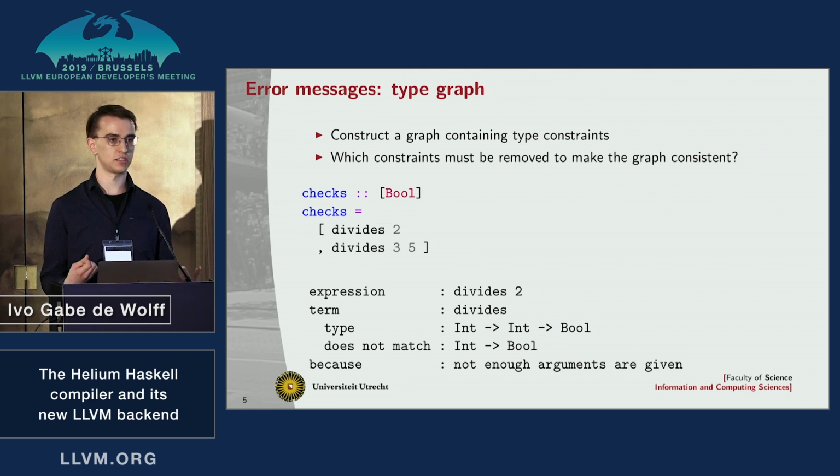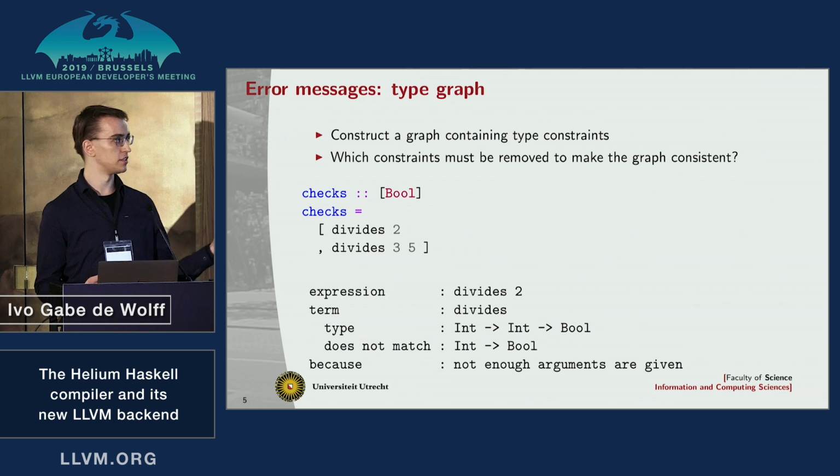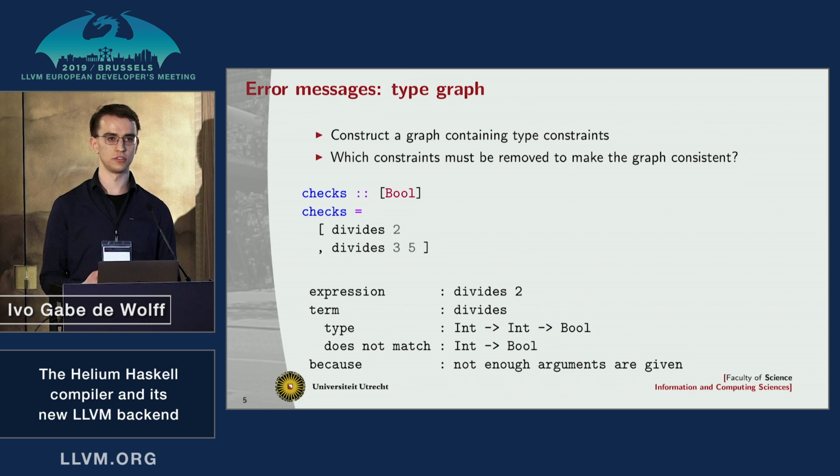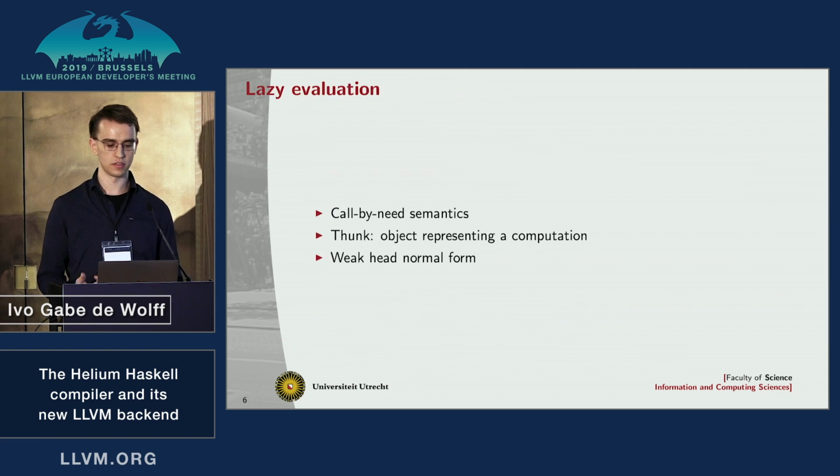And the compiler has a set of heuristics. For instance, in this case, we forgot to give an argument. There's a heuristic for that. Maybe you have swapped two arguments. There's a whole set of heuristics for that. But I won't go into detail about that, as this talk is about the backend.